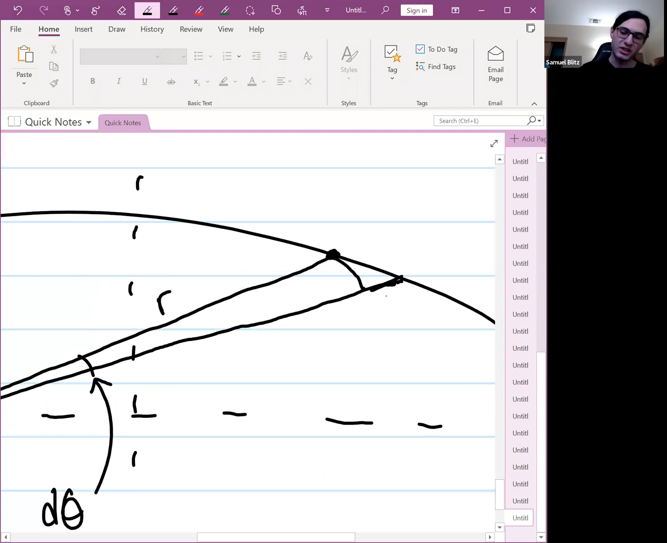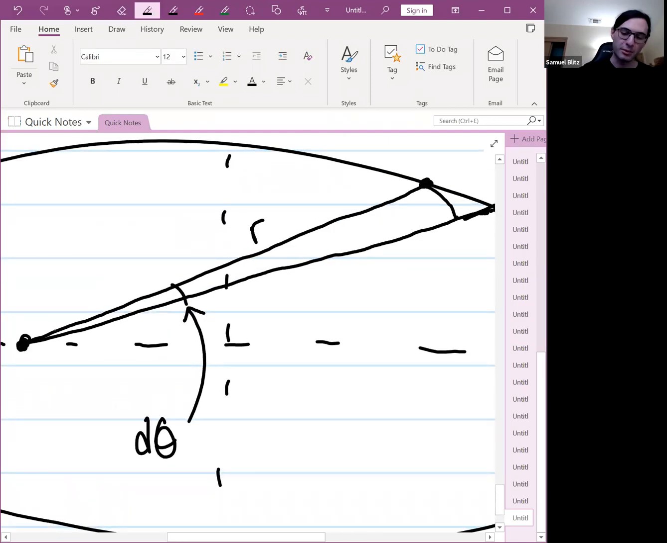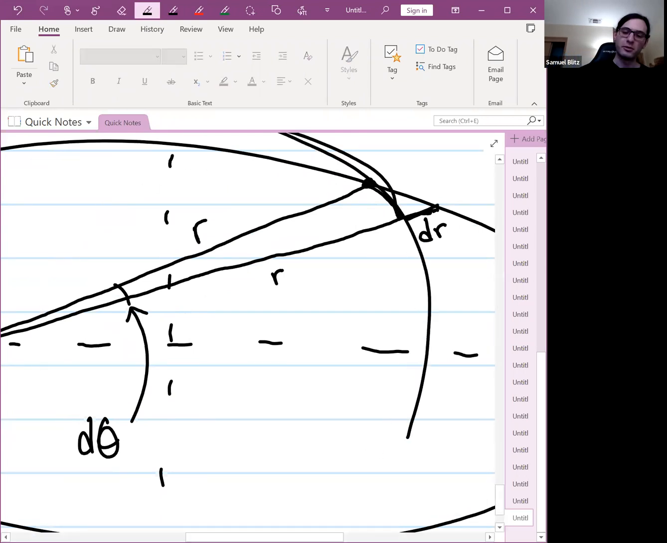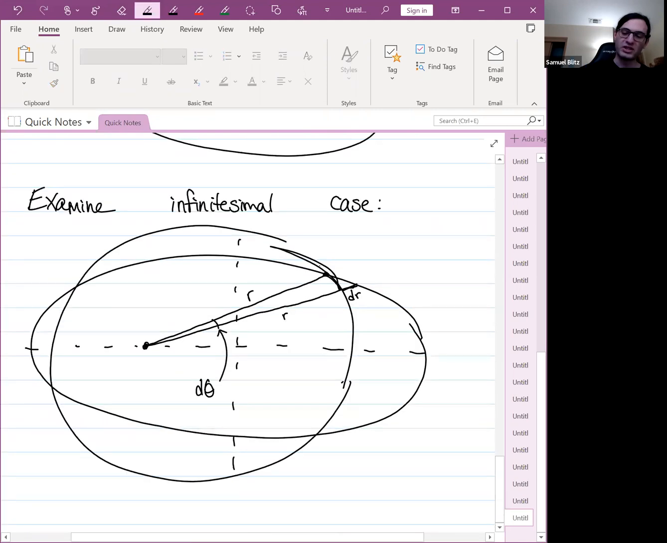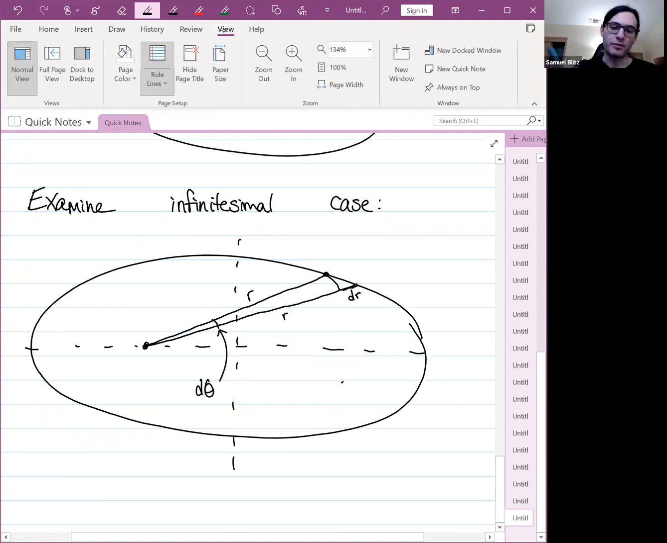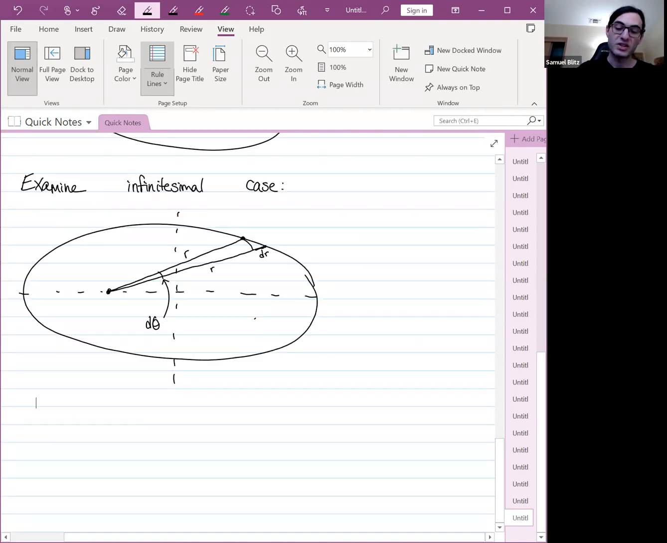So this distance would be dr, and because these are assumed to be the same length, this would also be r, and this would be dr. And this circle is supposed to be the circle that would connect up the whole thing, right? It would be this circle. That's what that little arc represents, a segment of that arc. Right, okay. So let's proceed. So that distance is dr.